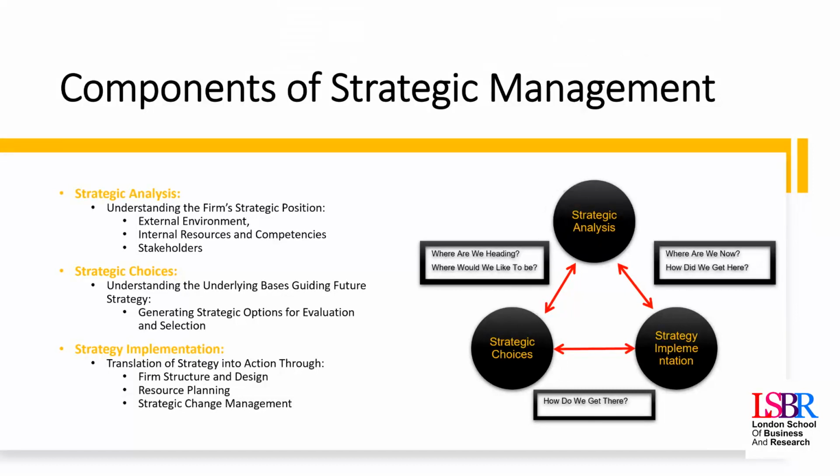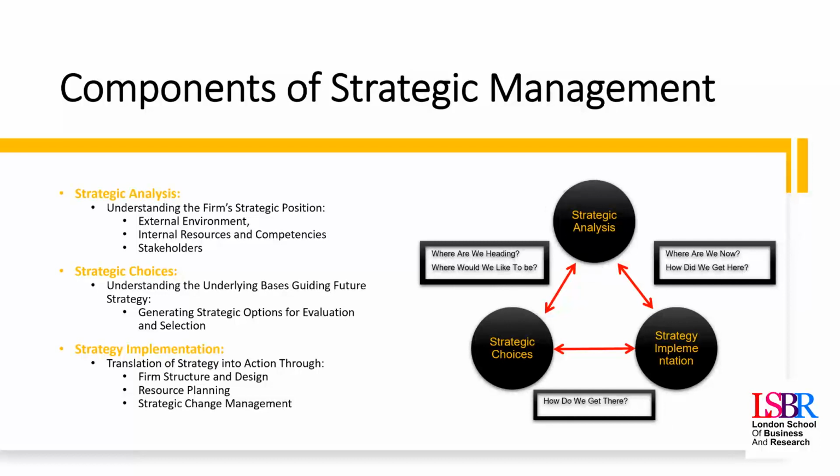How are we doing from an internal standpoint? Do we have the resources we need? Do we have the people? Do we have the technology? Do we have the land, the labor? What about our stakeholders? What do they think about us? Who are our stakeholders? How important are they to what we do? These are all good things that we need to be aware of. So that's all part of what we call the strategic analysis.